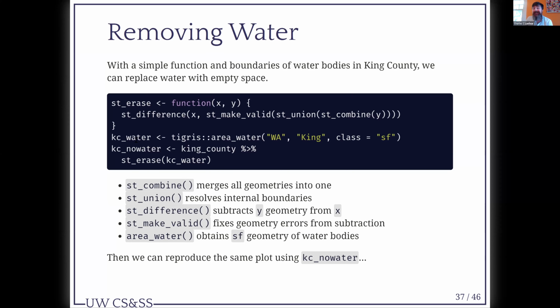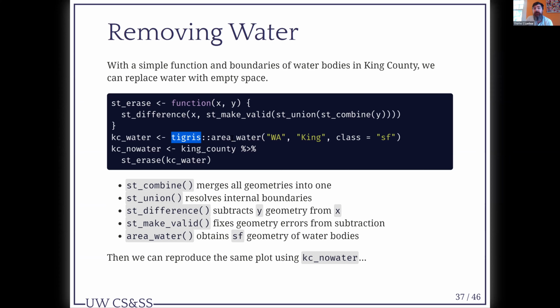Then what I want to do is grab something to erase from my King County data frame. So I want to get all the water in King County. To get the water in King County, I'm going to use this package tigris. The secret to tidycensus is that tidycensus is not the package that gets the geographical boundaries from the census. The package is actually tigris, which gets TIGER/Line files from the US Census that define all of the different geographical units in the United States.